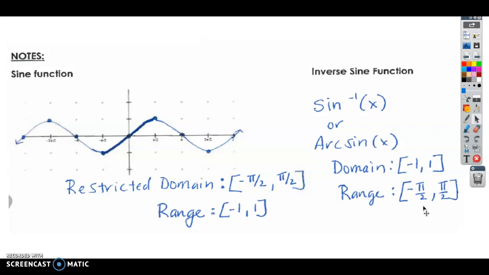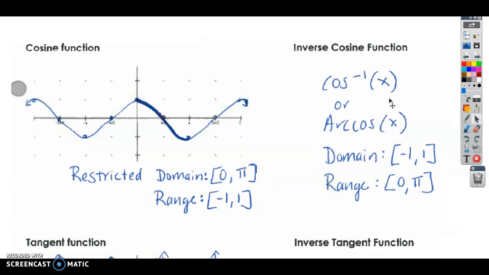So that is why we say we restrict the range of the inverse function in order to make it a function. For the cosine, the domain is restricted in a different location because it's an even function. And if we ended up restricting, let's see if I can draw in red.